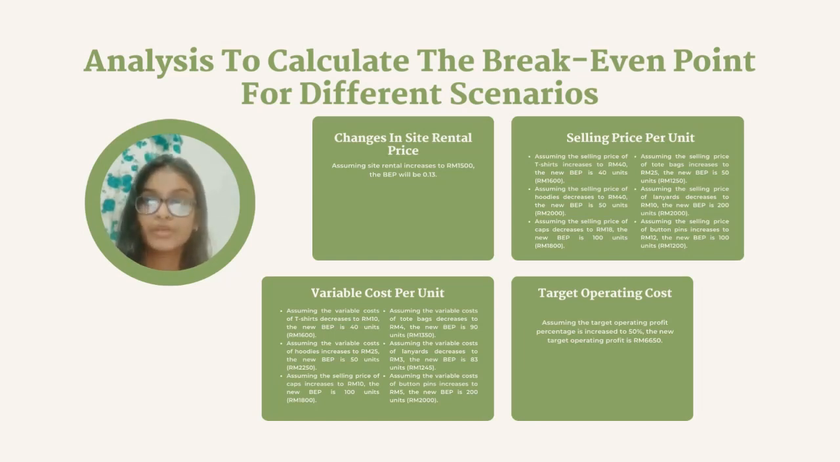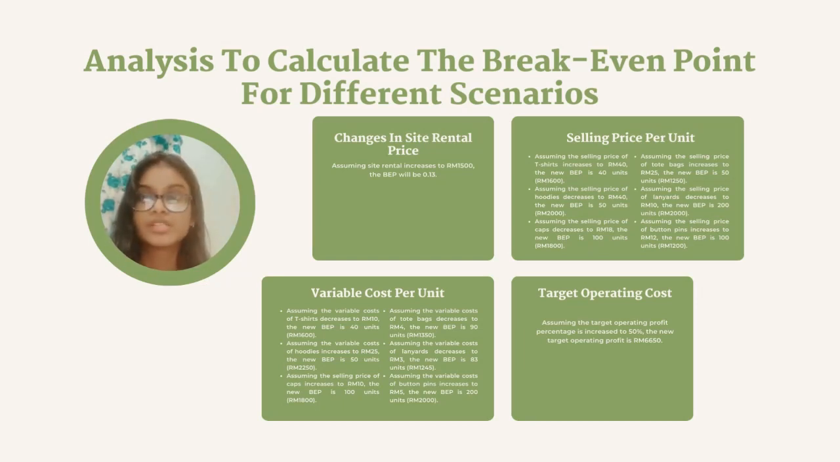Let's talk about selling price per unit. If the price of T-shirt rises to RM40, the new BEP is 40 units equals to RM1,600. Assuming an RM40 selling price for hoodies, the revised BEP is 50 units equals to RM2,000. Assuming that cap prices fall to RM18, the new BEP is 100 units equals to RM1,800. If the price of tote bags rises to RM25, the new BEP is 50 units equals to RM1,250. If the price of lanyard falls to RM10, the new BEP is 200 units equals to RM2,000. If the price of button pins rises to RM12, the new BEP will be 100 units equals to RM1,200.